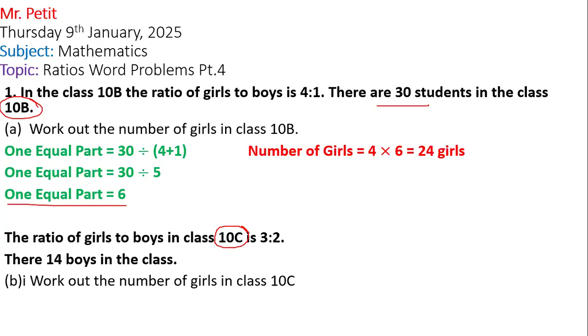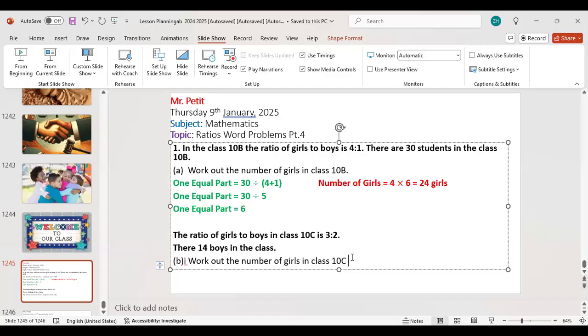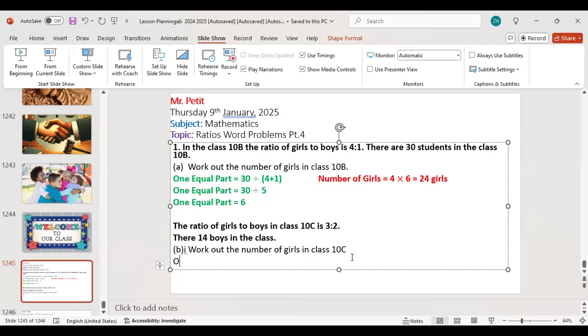It changes, all right? So that means we have to find a new one equal part. So let's go ahead and do that. We have to work out the number of girls in the class. So let me erase this. The number of girls is going to be, help me out. What are we going to find? One equal part. And how are we going to find that one equal part? Divide 14 by the sum of the two ratios. Add 3 plus 2 and divide it by 14.